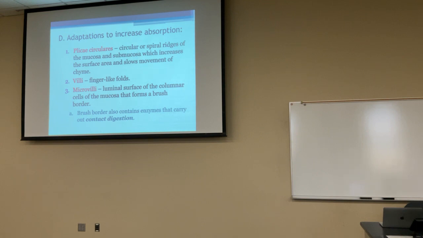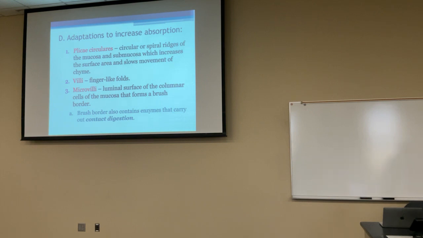And then finally, on the luminal surface or side of the columnar cells that make up the mucosa, there are microscopic folds called microvilli. Those microvilli greatly increase the surface area for absorption. So there are 4 different features of the small intestine that increase the surface area for absorption.